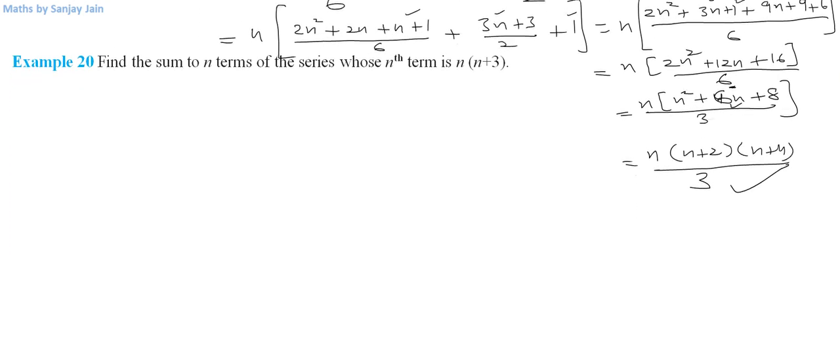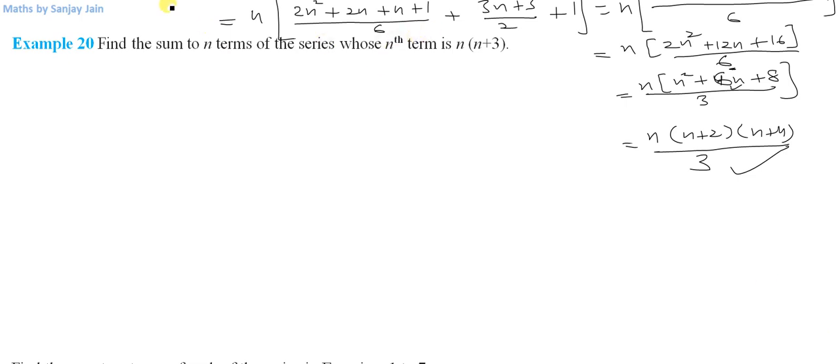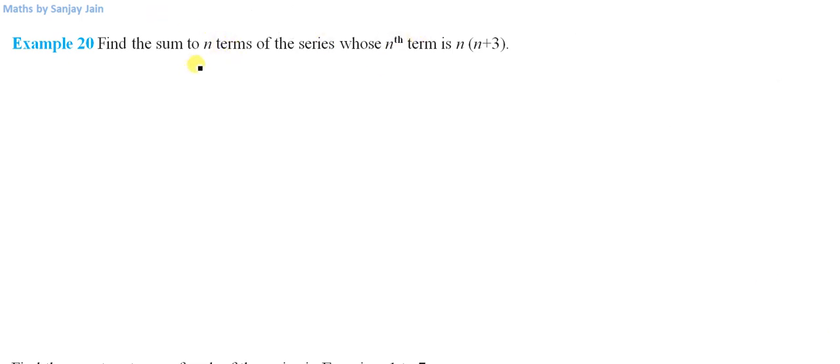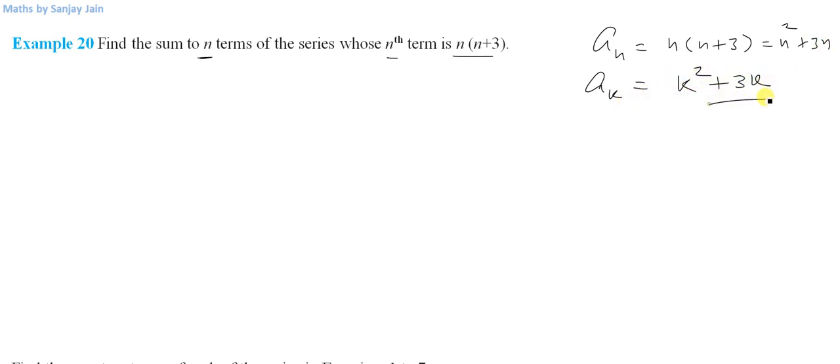Now let us do this question. Find the sum to n terms of a series whose nth term is directly given, right? So if an is equal to n into n plus 3, then what will be ak? This is n squared plus 3n, right? So what will be the kth term? It will be k squared plus 3k, right? Why do I write the kth term? Because I do not want to take the summation variable as n.